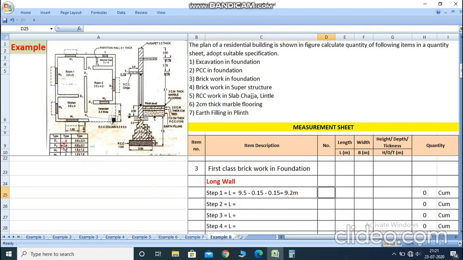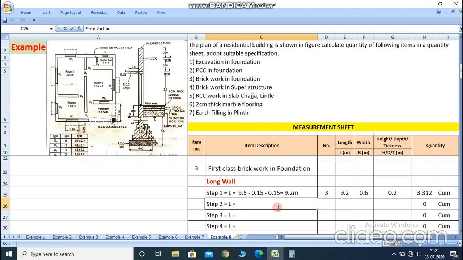So for the length of step 1, here the long wall number is 3, and the length is 9.2. The width we write here is 0.6. So 0.6 meter is the width, and the thickness is already given as 0.20. Already see this cursor point, 0.20 is given for the 0.6 meter width of step 1.